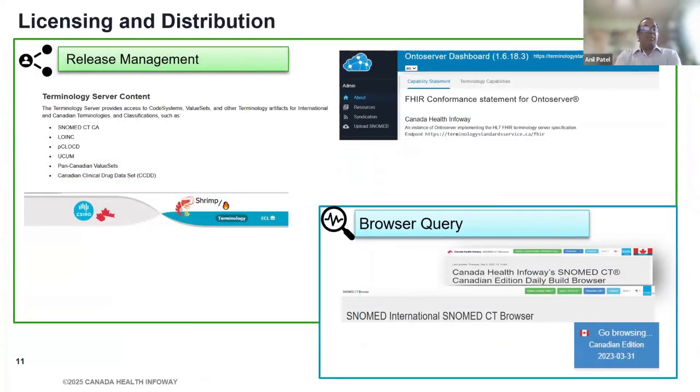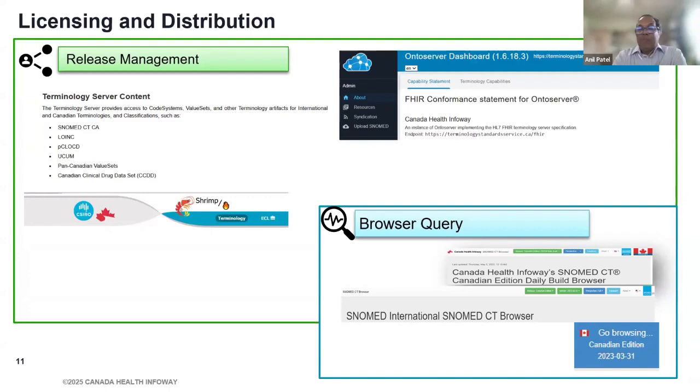As I mentioned, we do release management here too, through the terminology server content, okay? On the terminology server, we have SNOMED CTCA, LOINC, and PCLOCD. So there's differences. UCOM is there, and Pan-Canadian value sets. We don't have jurisdictional or specific ones, but those that are used across the country for all users are hosted on there. And we also have the Canadian clinical drug data set.